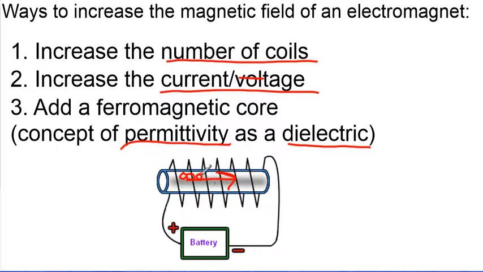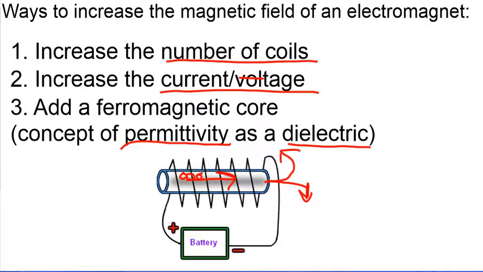It's a temporary magnet, so since it's producing a magnetic field, it will strengthen the magnetic field as it goes from this electromagnet. So this is how we increase the strength of an electromagnet. It's the concept of permittivity, the ability of these iron domains, in this case, to be able to align to the magnetic field and to be able to produce its own magnetic field.